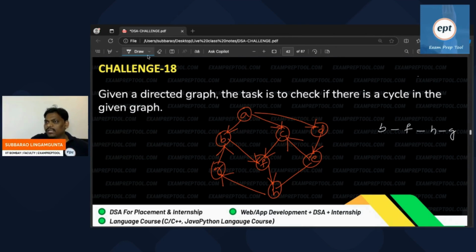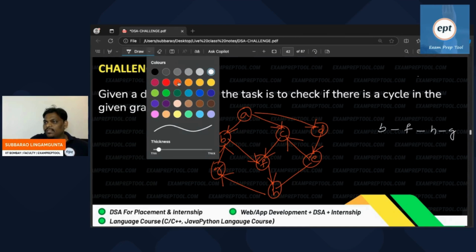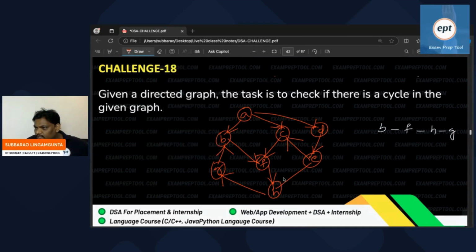I think one more edge I have to cover. Let me cover that edge also. This edge is not covered, so let's see this one. Is there any cycle other than this? E, C, F, H. Yeah, I think there is no cycle. It looks like a cycle, but there is no cycle. Only one cycle is there in this graph.